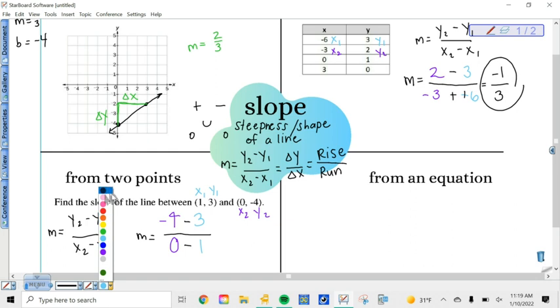Okay. Someone simplify for me. What's -4 minus 3? -7. Good, -7. And what's 0 minus 1? -1. So how does this simplify? -7 over -1. Would it just be 7 because the negatives? Yeah, exactly. The negatives cross out, and then 7 over 1 is just the same thing as 7. So that's your slope.